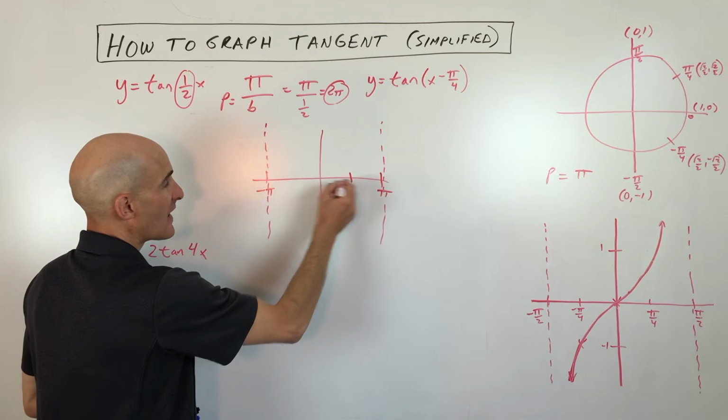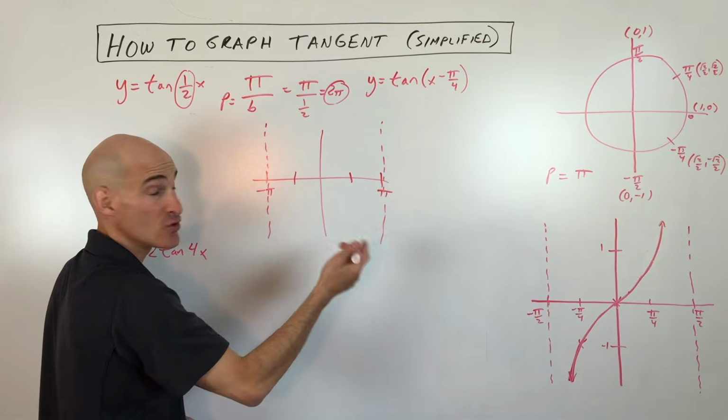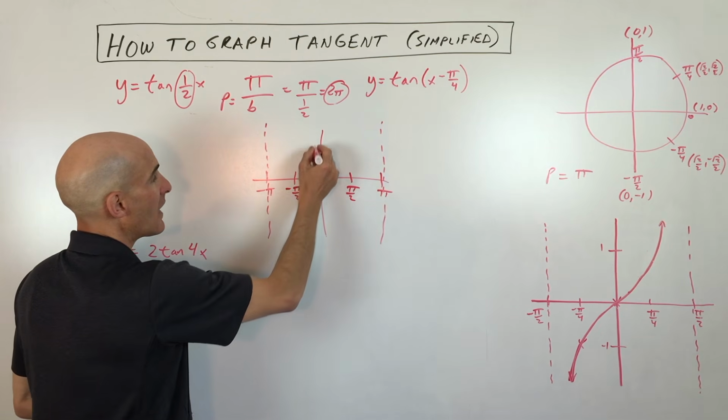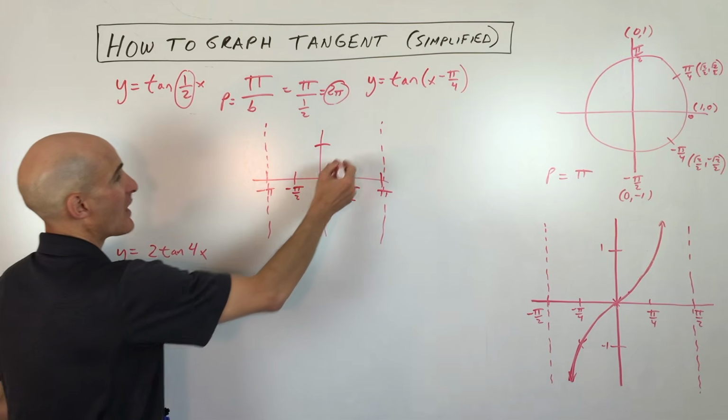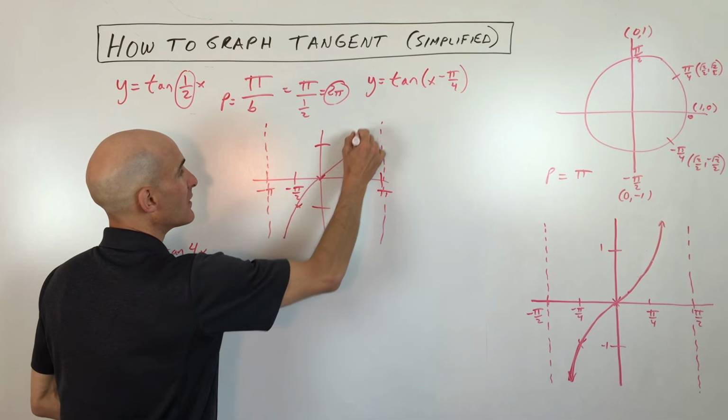And what I like to do is find these halfway points, these midway points. So I would take pi and divide it by 2 again. So that gives you pi over 2 and negative pi over 2. And then all you want to do is plot these key points. So we've got 1, 0, and negative 1.